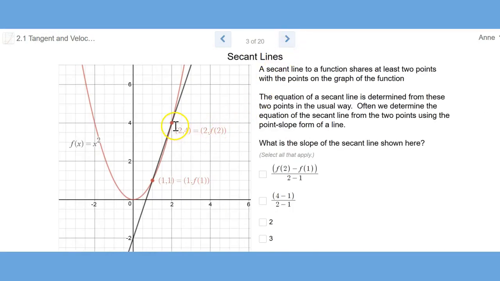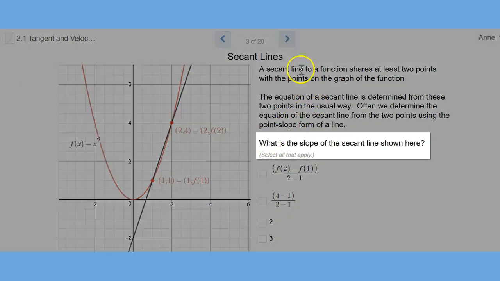You also need to remember what a secant line is. A secant line is a line that shares at least 2 points with the points on the graph of a function. When you have a secant line, if you have the points that it shares with the function, then you automatically have 2 points on the line. You can figure out the x and y coordinates of those points by using the x coordinate and then evaluating it at the function formula. And then you can get the slope and the equation of a line as you normally would.